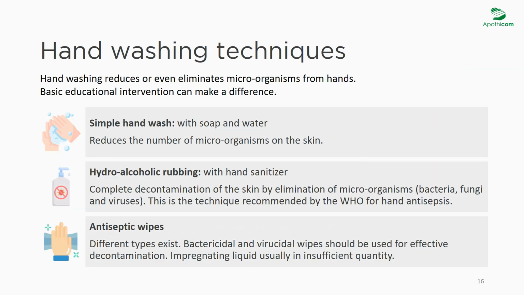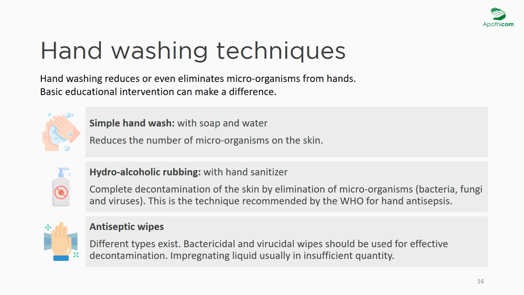There are several ways to wash hands, and this should be done for every injection in order to prevent infections. Basic educational intervention on that can really make a difference and reduce injection drug use related infections. Hydroalcoholic rubbing using a hand sanitizer is the best option when it is available because it will lead to the complete decontamination of skin. It is also the technique that is recommended by the World Health Organization for hand antisepsis in healthcare settings.